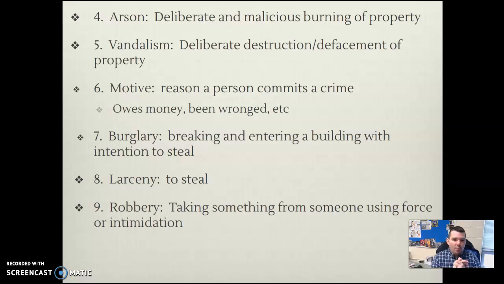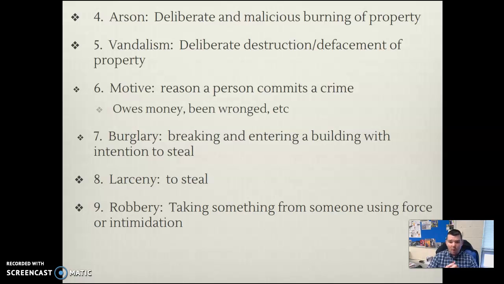All right, now again, other types of crimes. Arson. This is the deliberate and malicious burning of property. It could be a house, it could be a place of business, whatever the case might be. You set something on fire. You are deliberate about it. You are malicious. You intentionally tried to cause this harm to property. That would be arson.